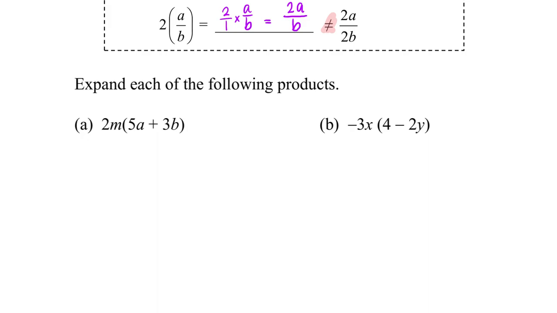So this is just a quick example. From here, we will then be able to get 2 times 5 is 10. M times a is ma or am. 2 times 3 is positive 6. M times b is bm or mb. And we are good.